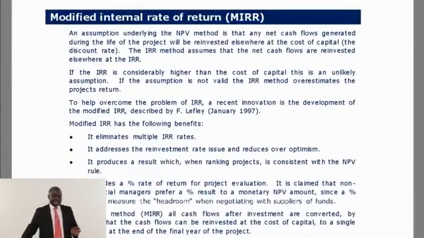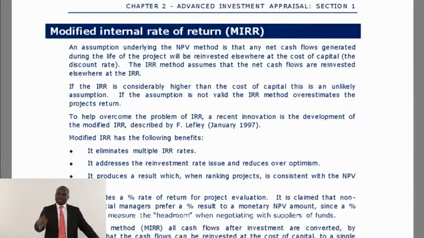So modified internal rate of return is an internal rate of return. But that internal rate of return, which will make the NPV equal 0, is now making an assumption that the cash flows from the project will be reinvested at the cost of capital, so that the conclusion that you get, even if there are mutually exclusive projects, will be the same as the conclusion NPV will give you. Because ultimately, we want to maximize the shareholders' wealth.